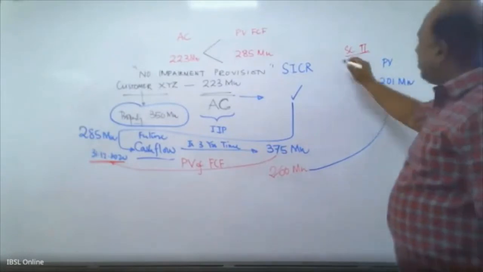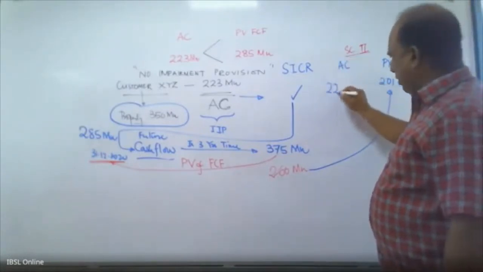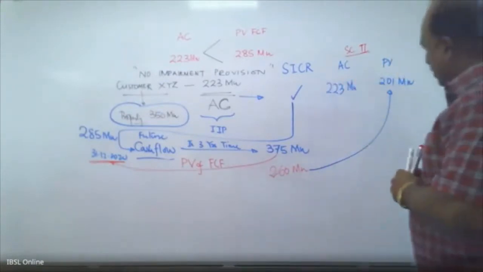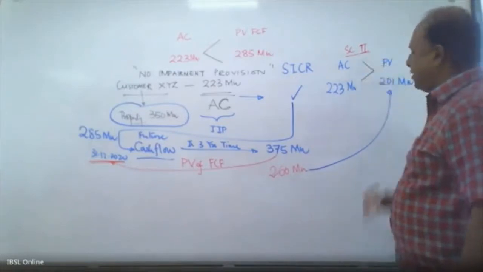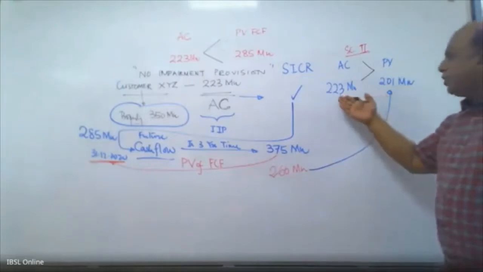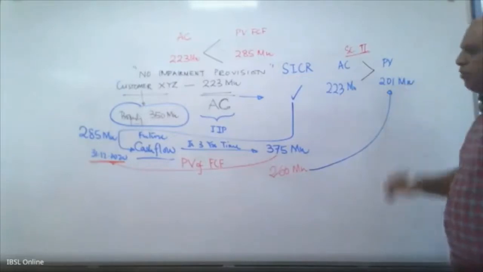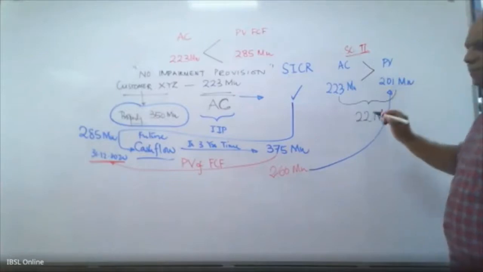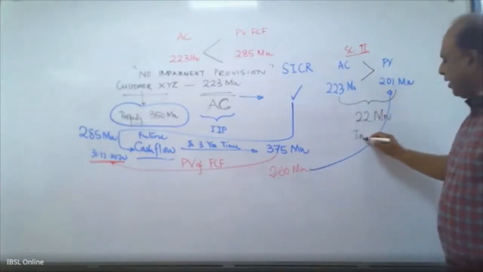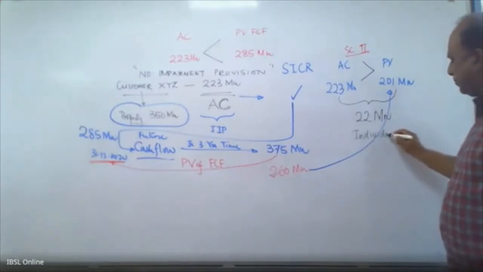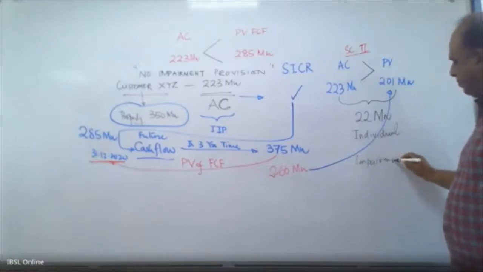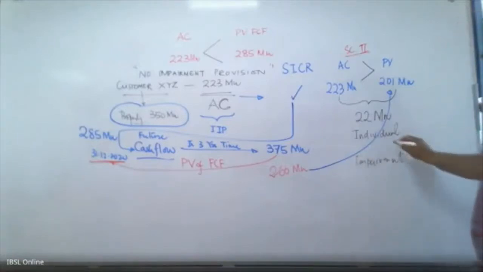201 million. Now your amortized cost is 223 million. Now what happens? Your amortized cost is greater than the present value. I am saying I need to recover 223 million, but I only get 201 million. So what happens? There is a difference of 22 million. This is what my individual impairment is. You see? So the two scenarios.